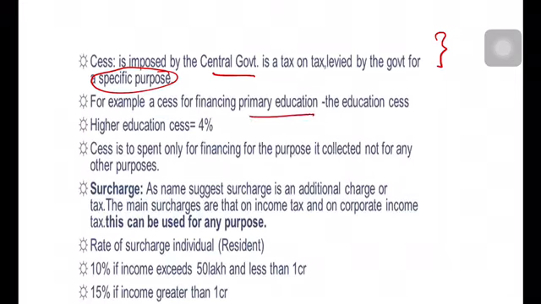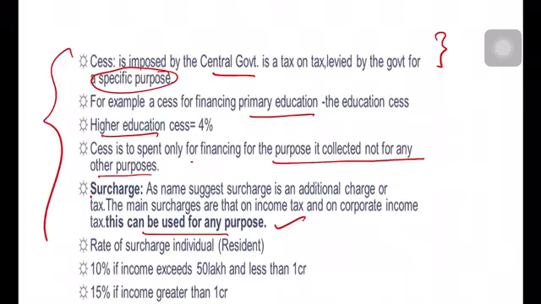Example, primary education, higher education. Cess is only spent for the purpose it was collected, not for any other. Surcharge means it can be used for any purpose. So these are the things which I told you, and this you must write in your notes. Right? So the next part I already explained to you.